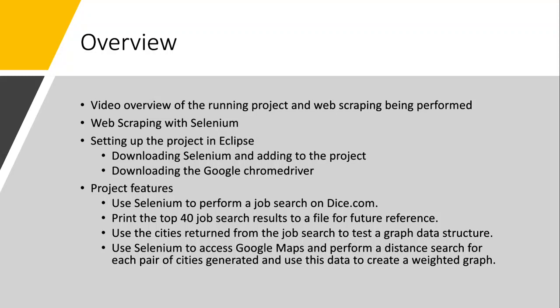Here are some of the project features. We use Selenium to perform a job search on dice.com. We print the top 40 job search results to a file for future reference. We use the cities returned from the job search to test a graph data structure, and use Selenium to access Google Maps and perform a distance search for each pair of cities generated, and use this data to create a weighted graph.